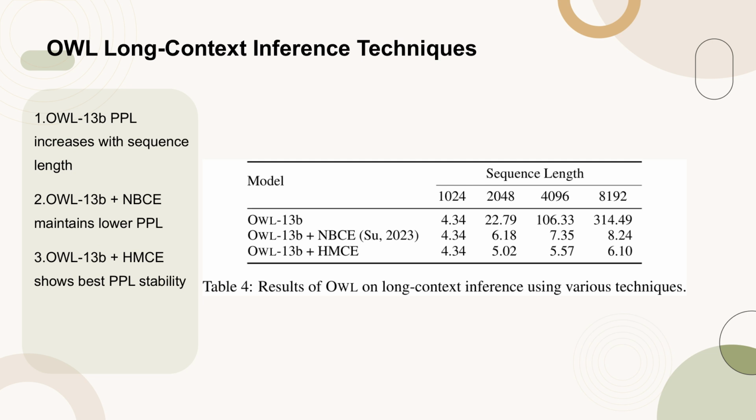Table 4 presents the results of OWL on long context inference using various techniques. The table shows that OWL 13b's perplexity, PPL, increases proportionally with the sequence length. In contrast, OWL 13b combined with NBC, Su, 2023, maintains a lower PPL across different sequence lengths. Notably, OWL 13b combined with HMC demonstrates the best stability in PPL, indicating its effectiveness in handling long context inputs without fine-tuning. These results highlight the superiority of HMC in enhancing the context processing capabilities of large language models.